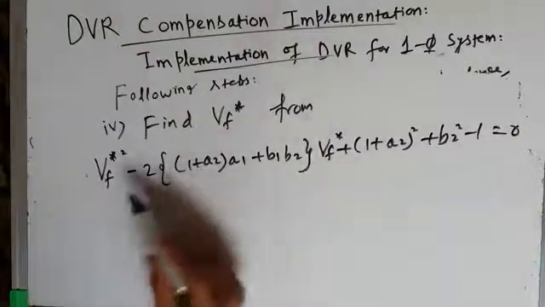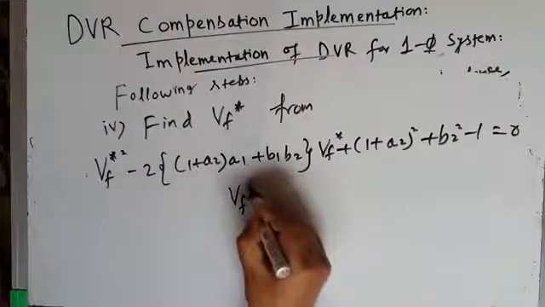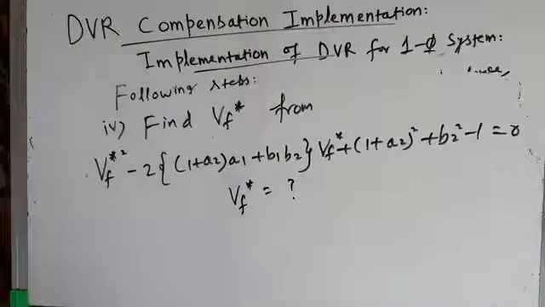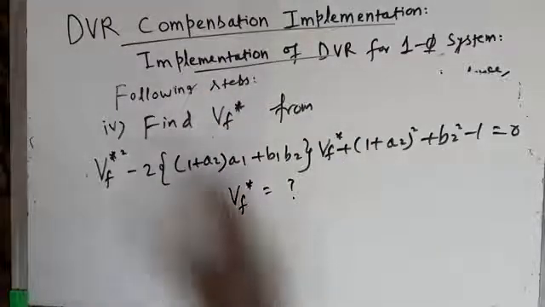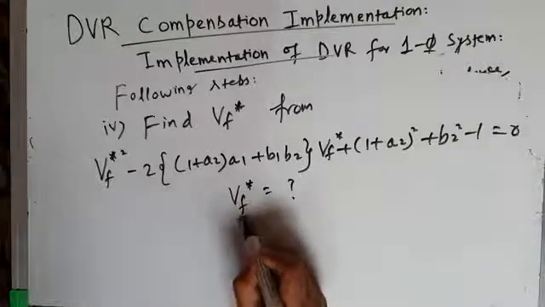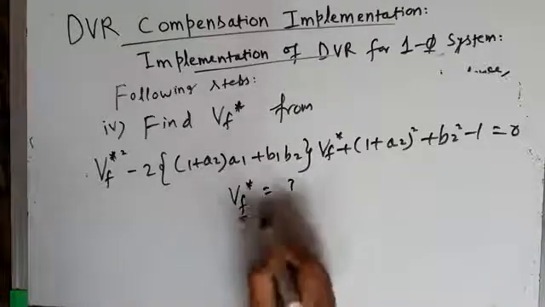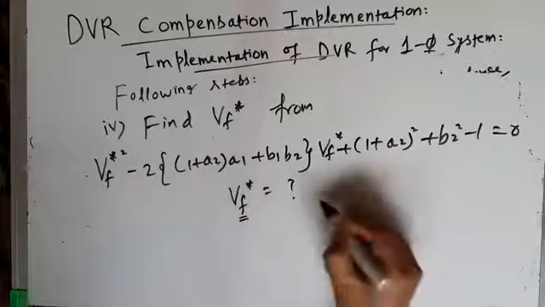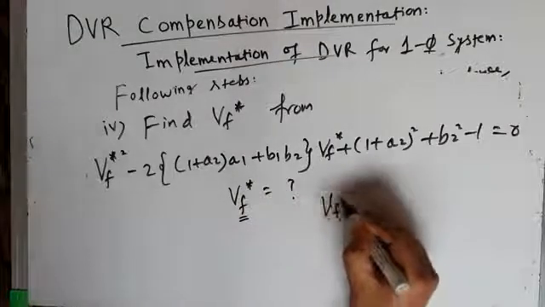Substitute in this equation. This will give you a reference value of compensation voltage, VF star. Once you know the reference value of compensation voltage, that means you know what type of voltage has to be injected in series with the load bus for voltage compensation or for series compensation. Now, how to synthesize this? Because from mathematical calculation, you will come to know what VF star will be.